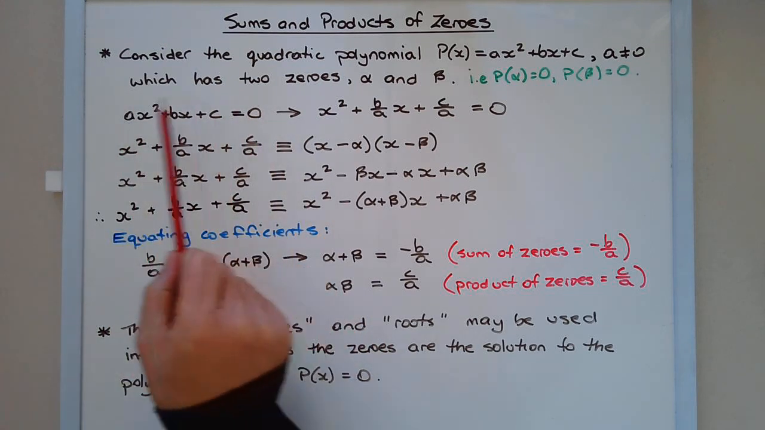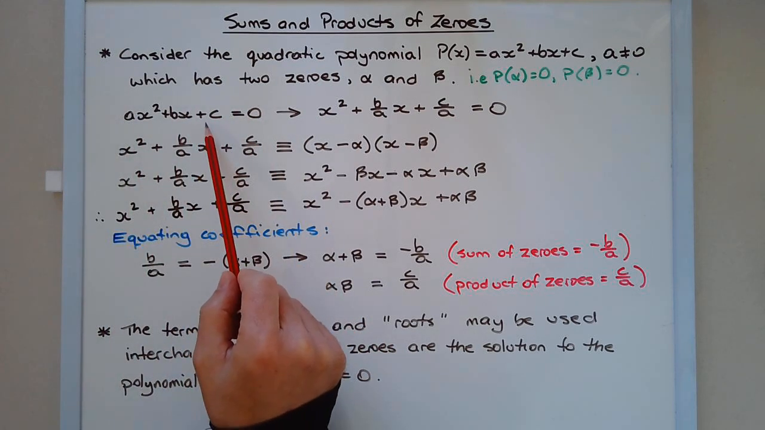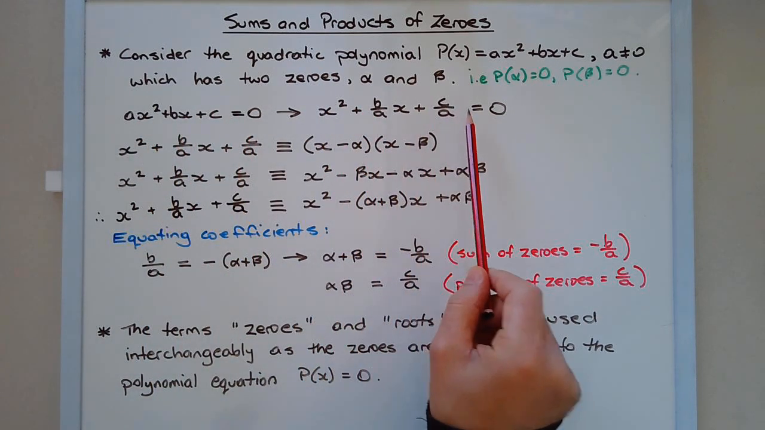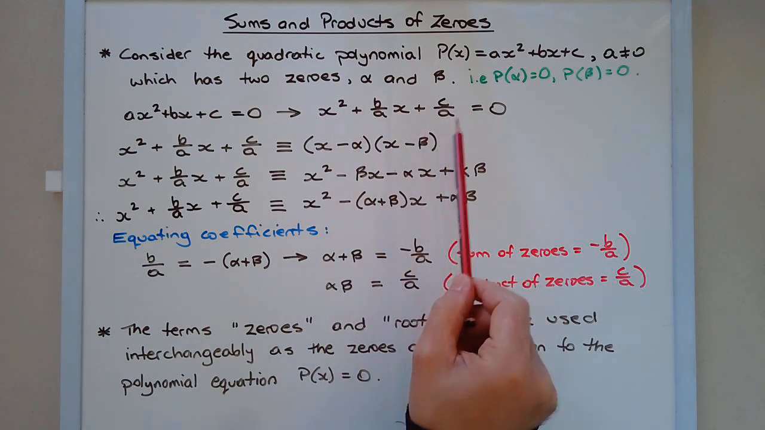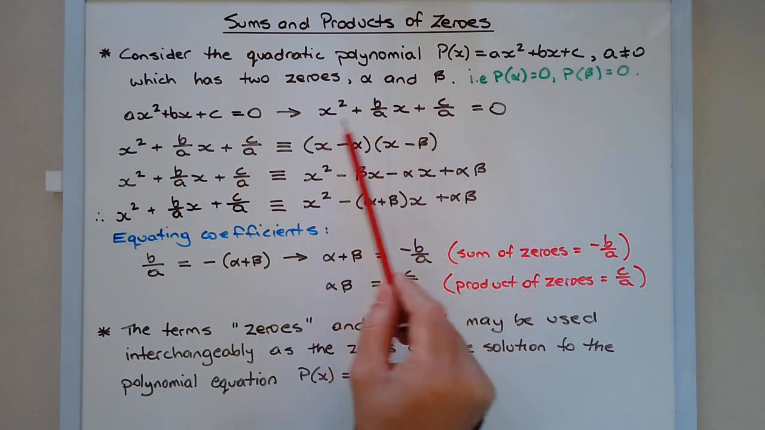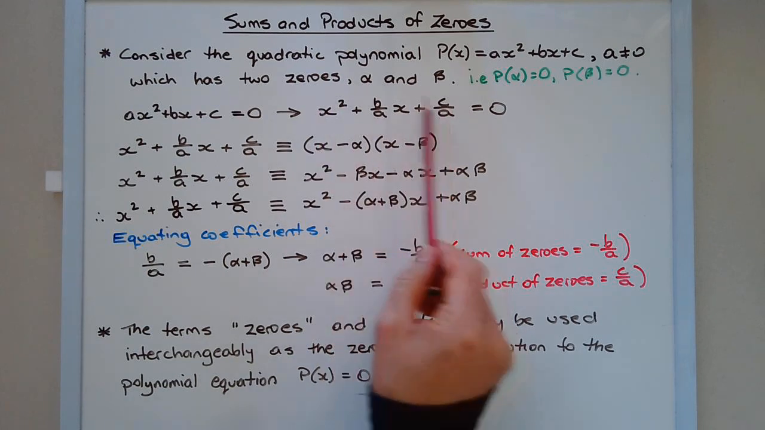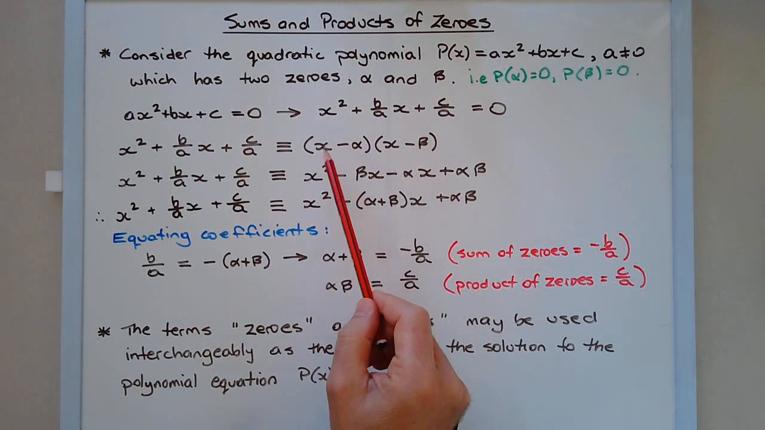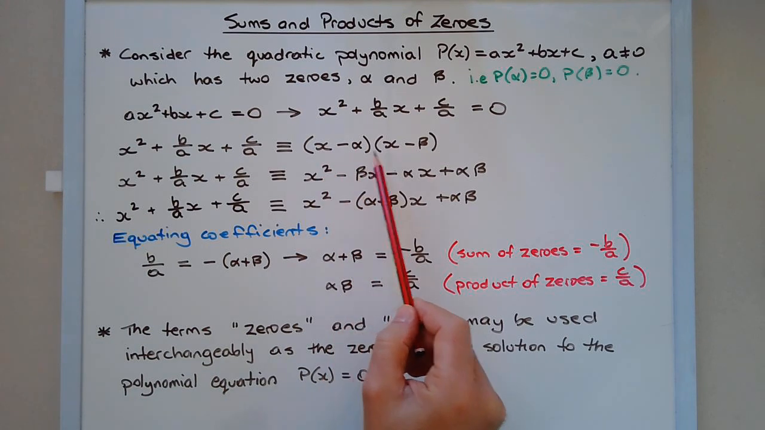Now, making the left-hand side monic does not change the solution. So by dividing each of the four terms by the leading coefficient, we have x squared plus b on a times x plus c on a equals 0, with alpha and beta as solutions. Now, since alpha and beta are roots or zeros of this quadratic, we can express it in terms of the factors x minus alpha times x minus beta.